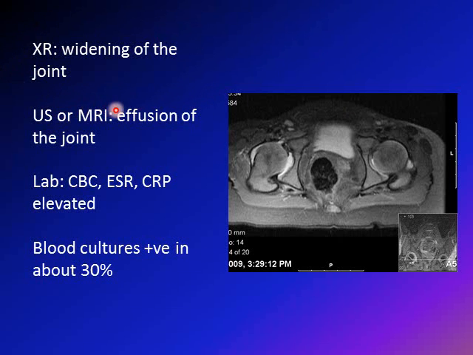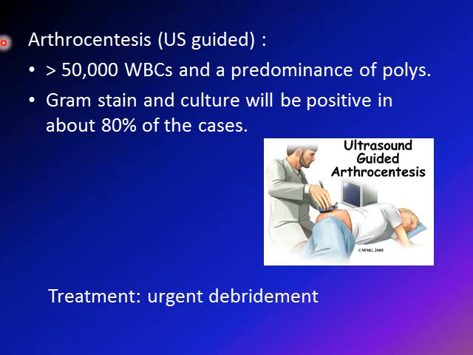X-rays again will show widening of the hip joint. The ultrasound and the MRI will show effusion. As we see here in the MRI, there is marked effusion of the hip joint. The labs, CBC, ESR, and C-reactive protein, are all elevated, and blood cultures are positive in about 30 to 50% of cases.